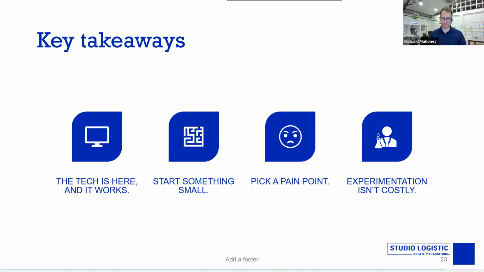What I'm saying is start something small, pick a pain point that makes a difference in your business if you get it right, and then just experiment with it. Try some stuff. A trial real-time location system will set you back probably $5,000. And that's not a big amount of money in a new technology adoption kind of environment.